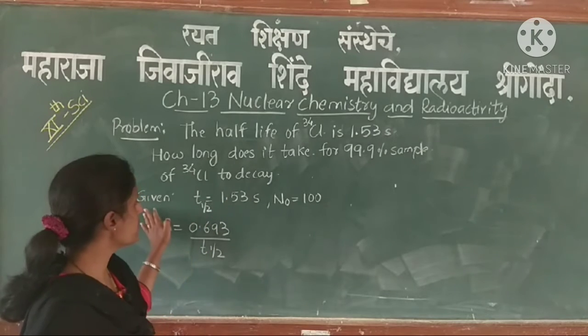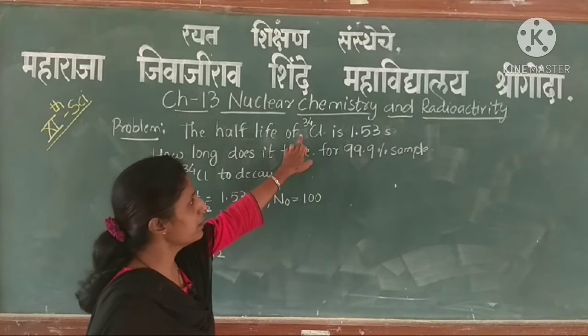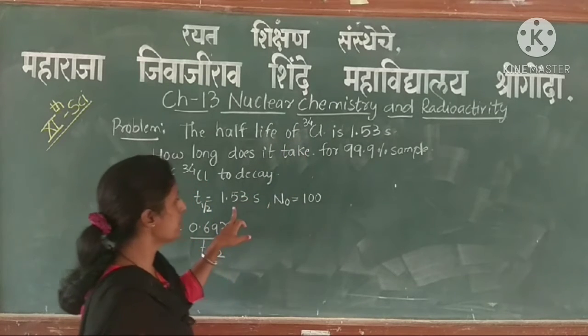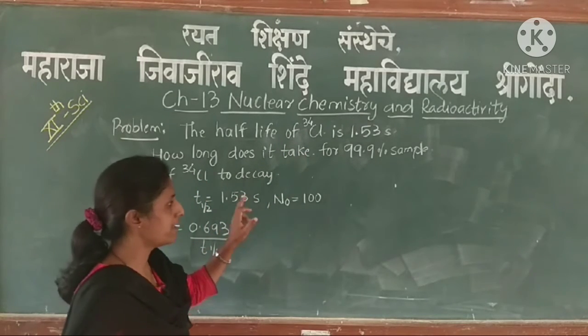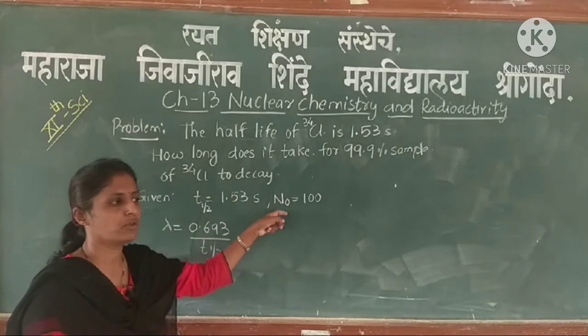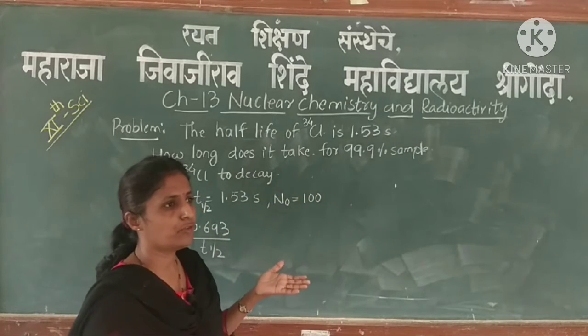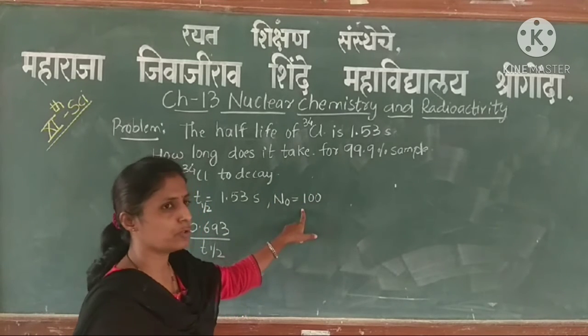Now here, first write the given. What is given? The half life of this chlorine isotope is given. It is nothing but 1.53 seconds. And since it is asking about percentage, we will take n0 equal to 100. Okay, n0, that is the number of nuclides present initially, is going to be 100.